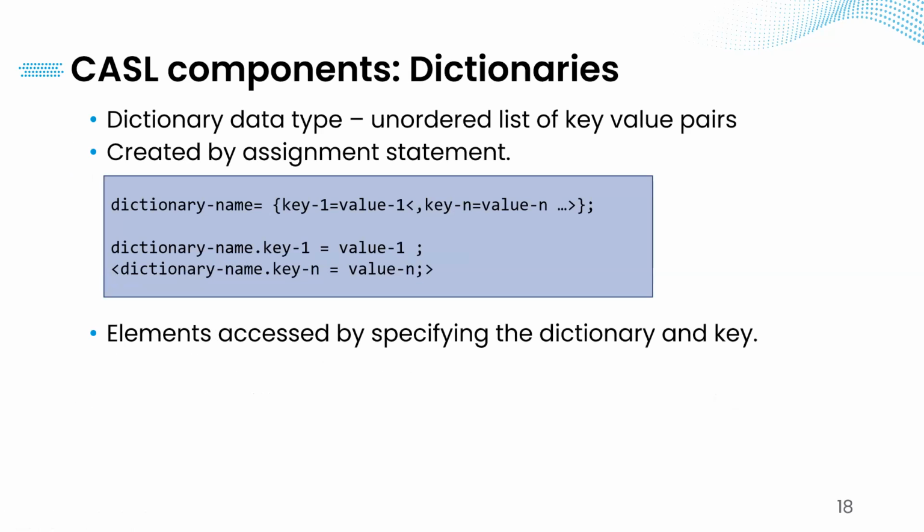Dictionaries are unordered lists of key value pairs, and are created by an assignment statement again, with the dictionary name, curly brackets, and then the key equals the value, and as many as you need. The elements in there are accessed by specifying the dictionary and the key. One of the reasons these are fairly interesting and useful is that in CASL, we can actually iterate over them.